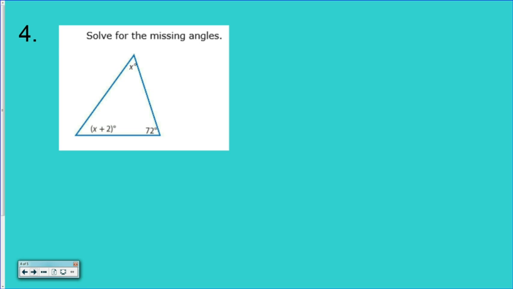Number 4, solve for the missing angles. Okay, 3 interior angles of a triangle add up to 180 degrees. So you need to set up an equation that takes everything that we have for each of those angles, add them together, and set them equal to 180. So we have x is our first angle, then we have x plus 2, and our third angle is 72. I'm going to add all of those together and say that they equal 180 degrees.